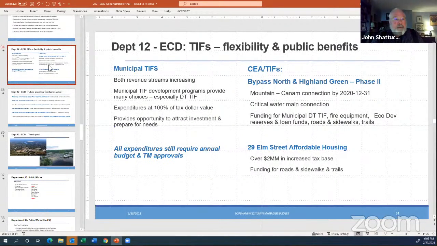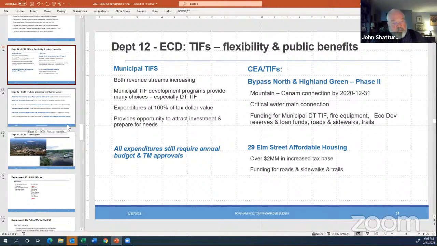This is simply a very brief description of how our TIFs function and the 2 municipal TIFs we have: the interchange TIF out at the mall, and the downtown TIF, which covers most of Main Street and off to the side. Those are both controlled by the town for the benefit of the town.